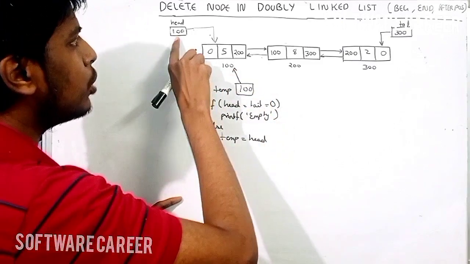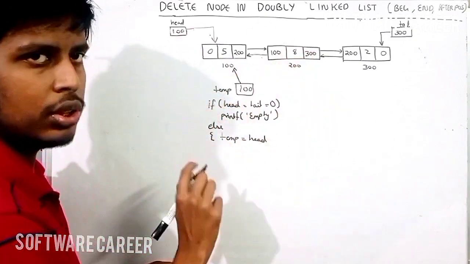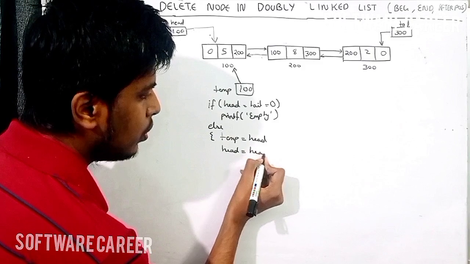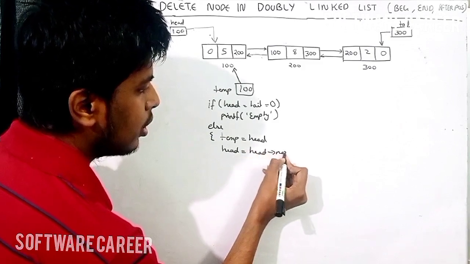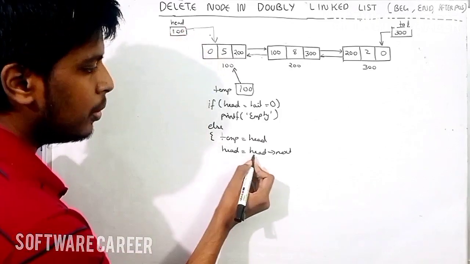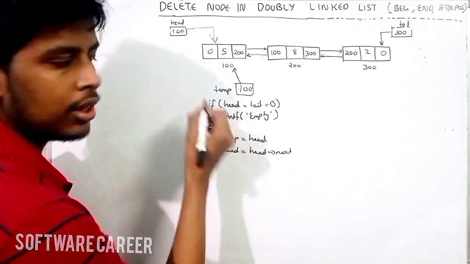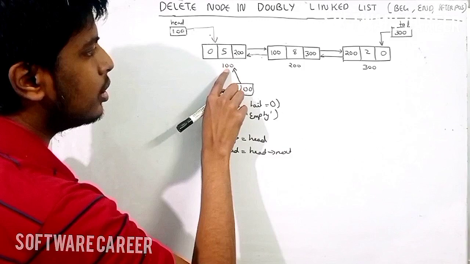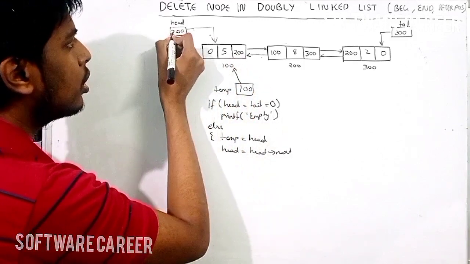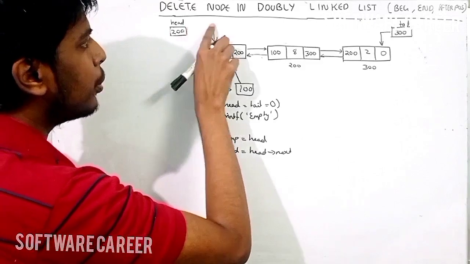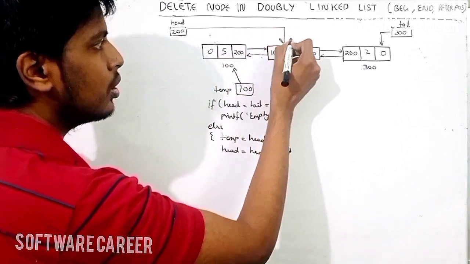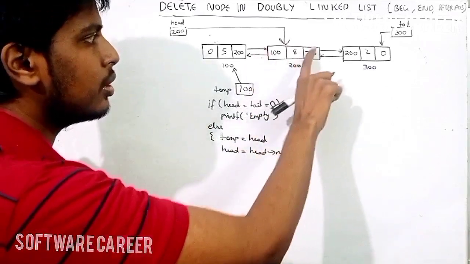Now the next step is you should move the head pointer to the next node, so I'm writing head equals head next. Now see, what is head? Head is this pointer. In this pointer I am updating the value to head next. Head is 100, 100 is this node, 100's next is 200, so I am putting 200 here. So now this pointer is cancelled and this head pointer is pointing to this node, the second node. Now this is considered as the first node.